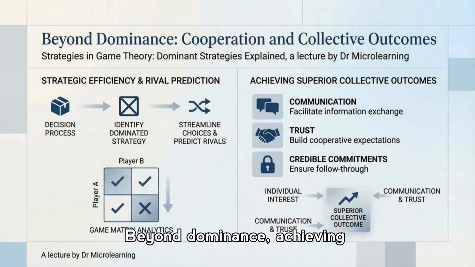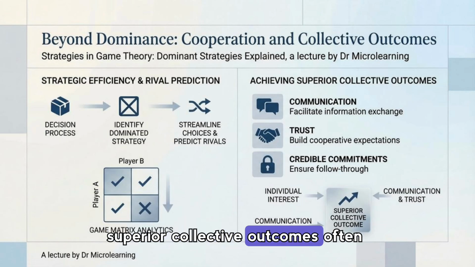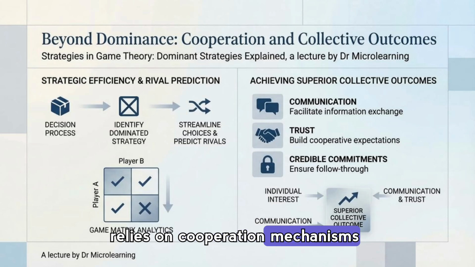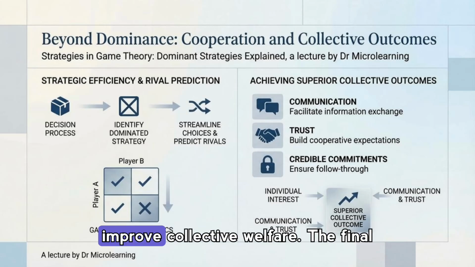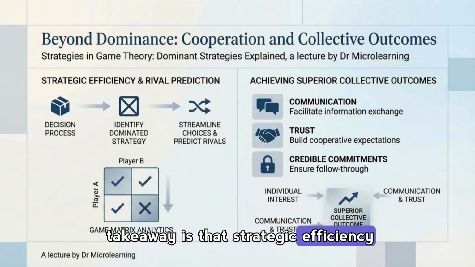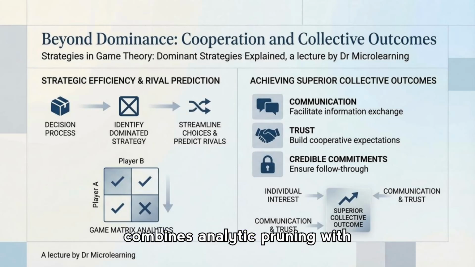Beyond dominance, achieving superior collective outcomes often relies on cooperation mechanisms rather than unilateral optimization. Identifying and eliminating dominated strategies streamlines choices and helps predict rivals, while communication, trust, and credible commitments enable players to reach outcomes that improve collective welfare. The final takeaway is that strategic efficiency combines analytic pruning with social tools to align individual incentives toward better group results.